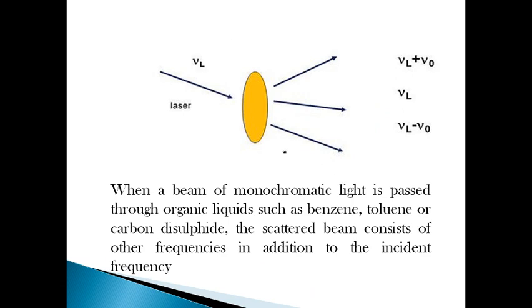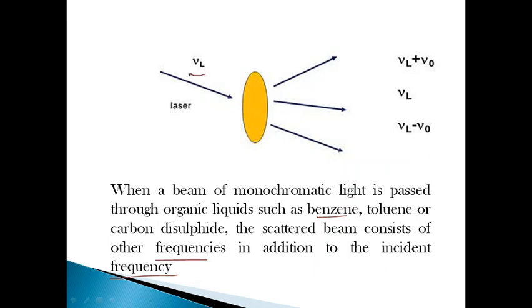We can define Raman effect as the phenomenon in which, when a beam of monochromatic light is passed through organic liquids such as benzene, toluene or carbon disulfide, the scattered beam consists of other frequencies in addition to the incident frequency. That is the phenomenon of Raman effect.